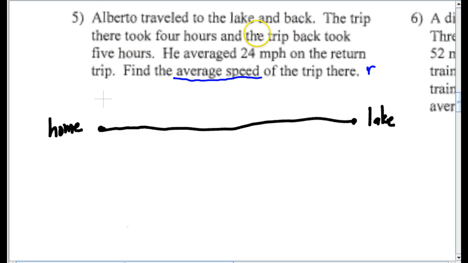Okay. So round trip. The trip took 4 hours. Get there. And the trip back took 5 hours. He averaged 24 miles per hour on the return, so the 24 goes back there.